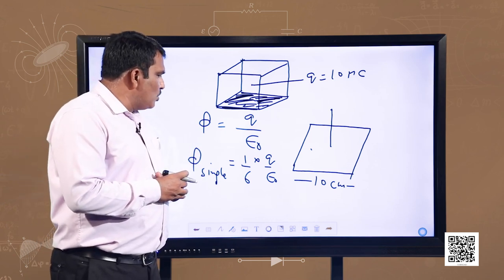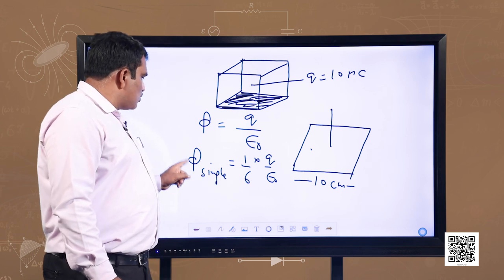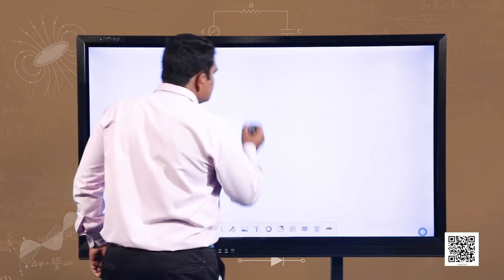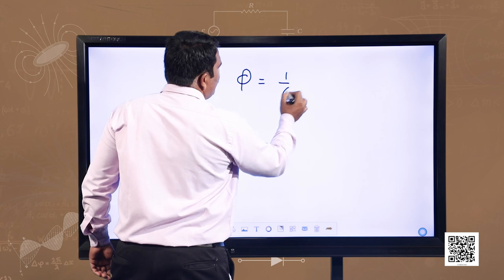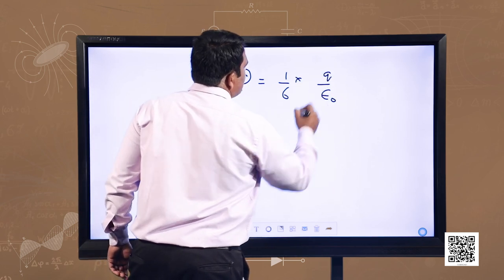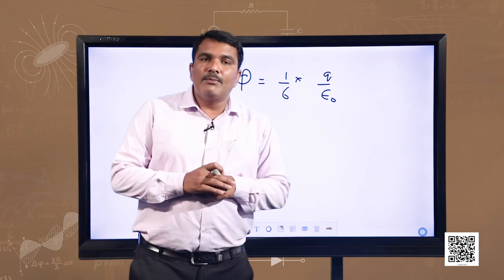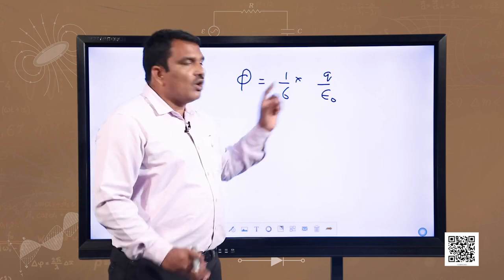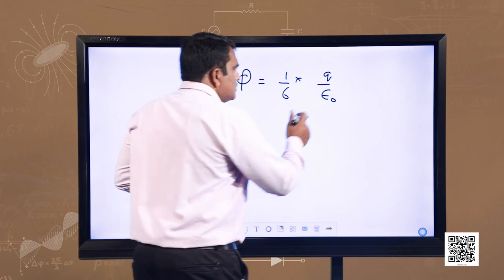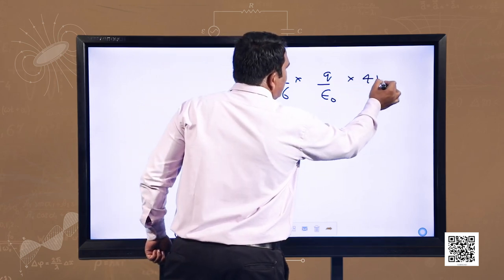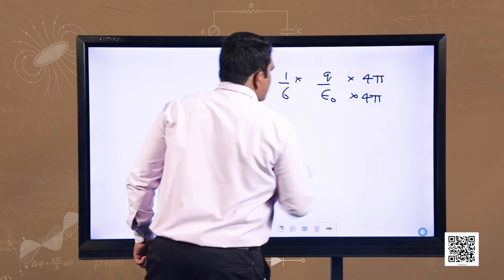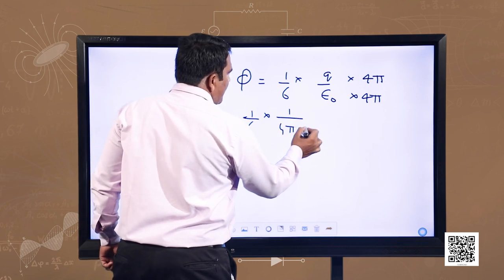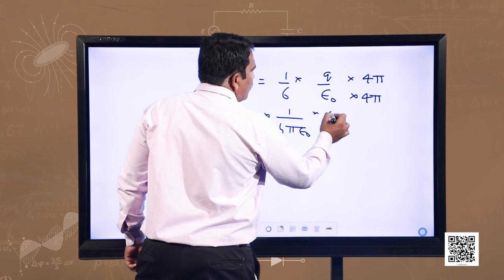Now, putting the value of Q and epsilon naught, you can solve it to find the flux passing through this square, and flux will become 1 by 6 of Q by epsilon naught. You can do one more simple thing to make the calculation easier. Whenever you get epsilon naught in the denominator, you can just multiply and divide by 4 pi, so that it becomes 1 by 6 into 1 by 4 pi epsilon naught into 4 pi into Q.